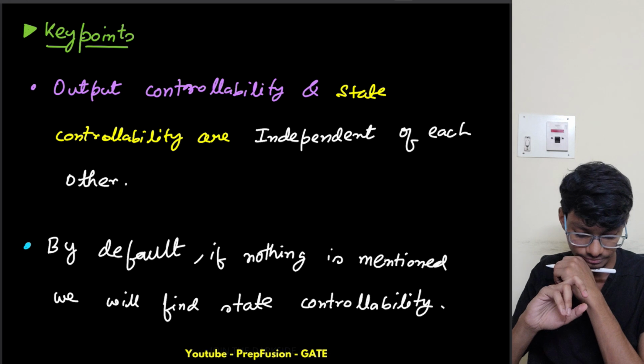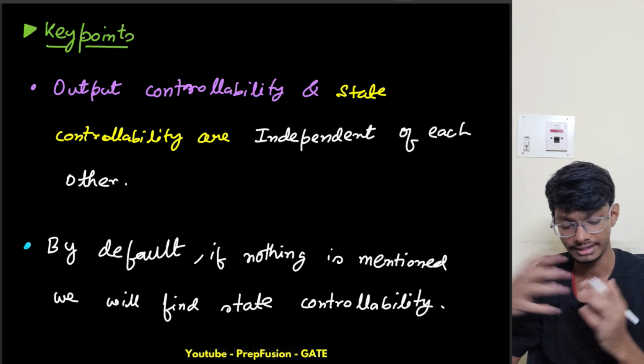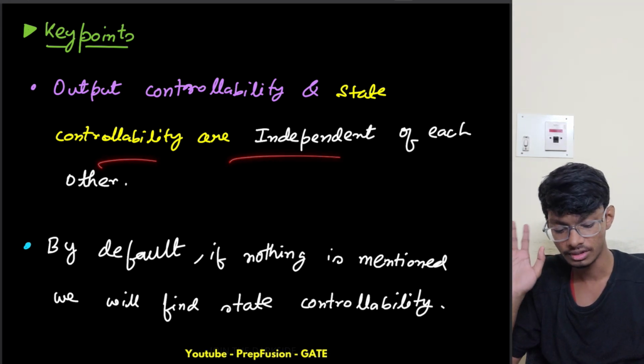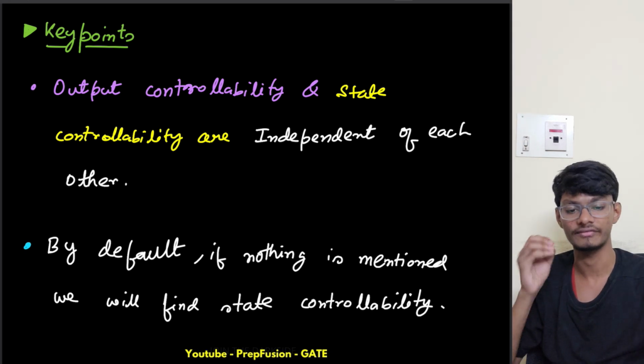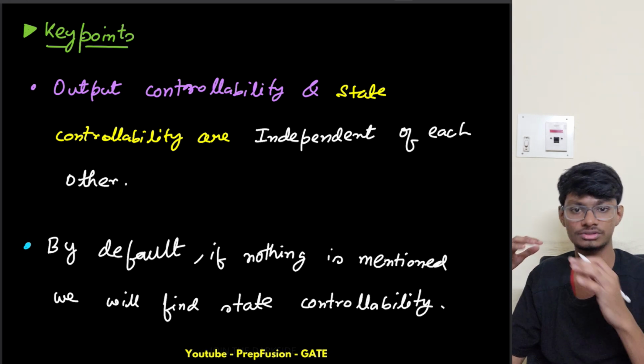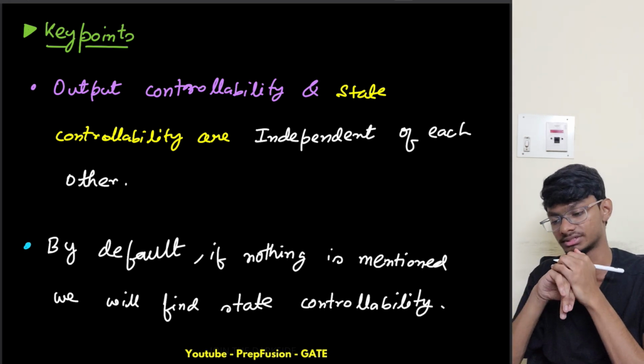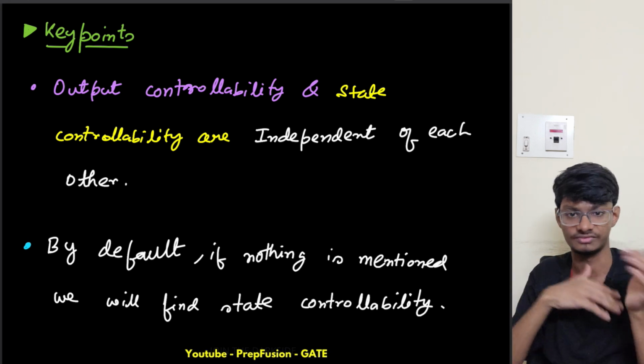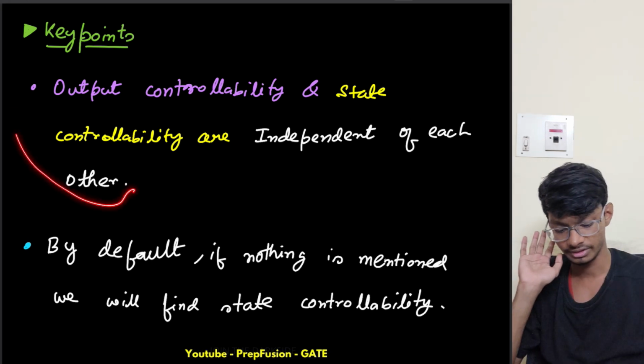First key point is that output controllability and state controllability are totally independent from each other. They don't have any relation. So if your state is controllable, it doesn't mean that your output will be controllable, or vice versa. They don't have any relation, so don't get confused.